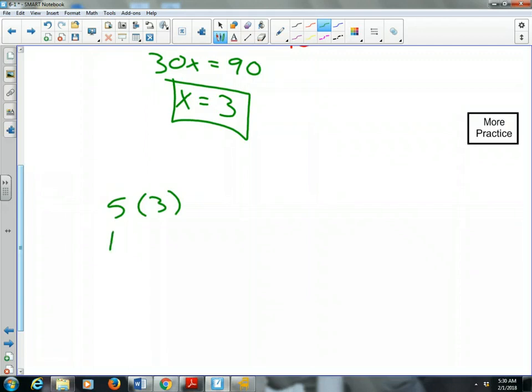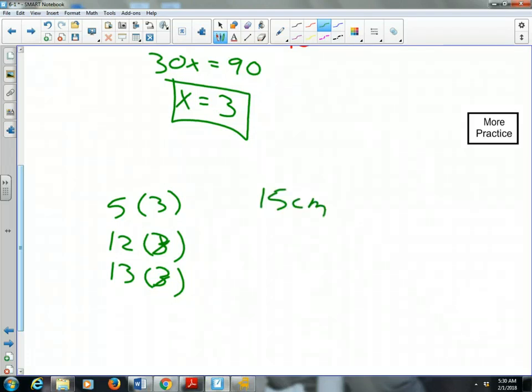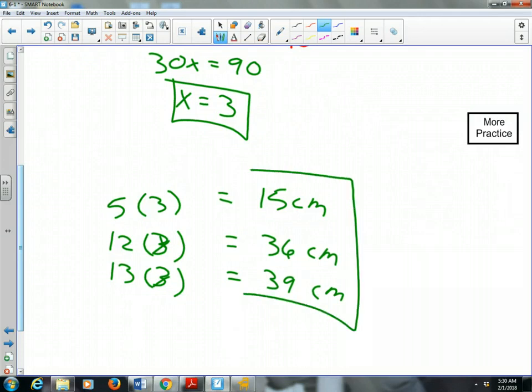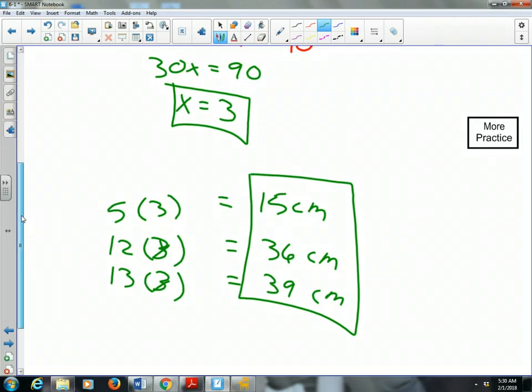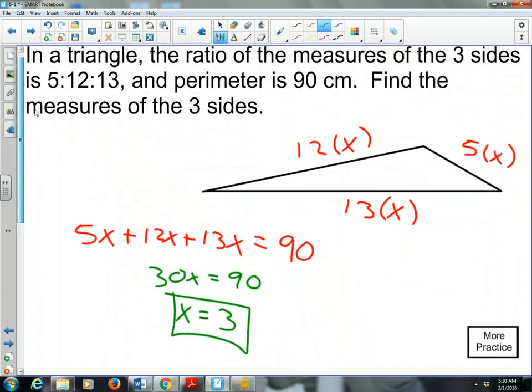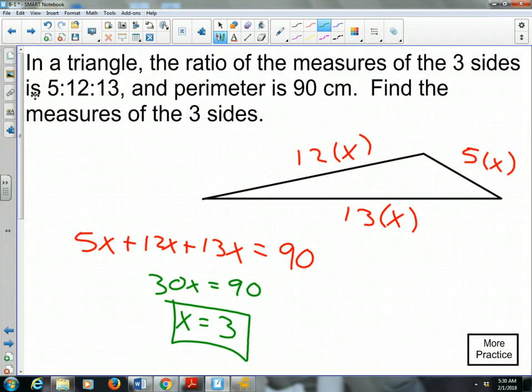Another side is 12 times x and 13 times x. So my side lengths are 15 centimeters, 36 centimeters, and 39 centimeters. And you can see that if we were to reduce this, it would still reduce to a 5 to 12 to 13 ratio. So that's how you do that one with an extended ratio.